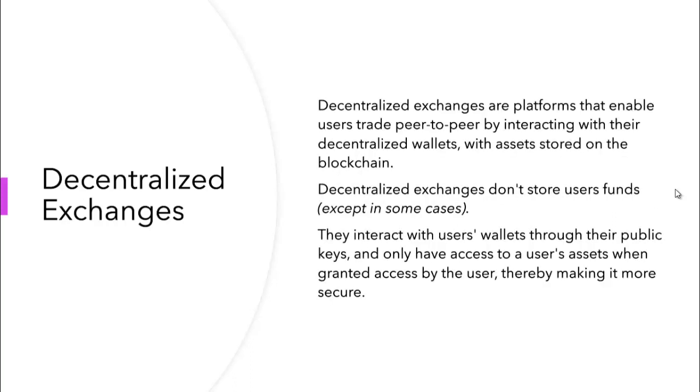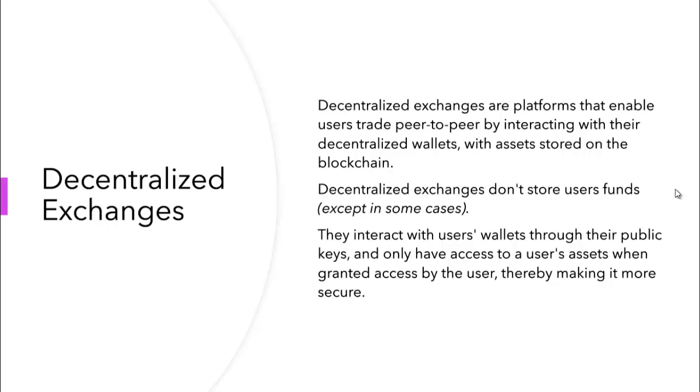So decentralized exchanges are platforms that enable users to trade peer-to-peer by interacting with their decentralized wallets with assets stored on the blockchain. So your assets are stored on the blockchain. If you want to buy or sell anything, you go through a decentralized exchange, and you are trading peer-to-peer, me to you, you to me. Though it also means if I'm not there, there'll be no transaction.